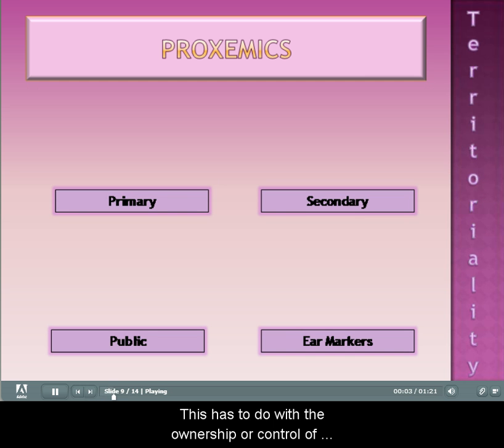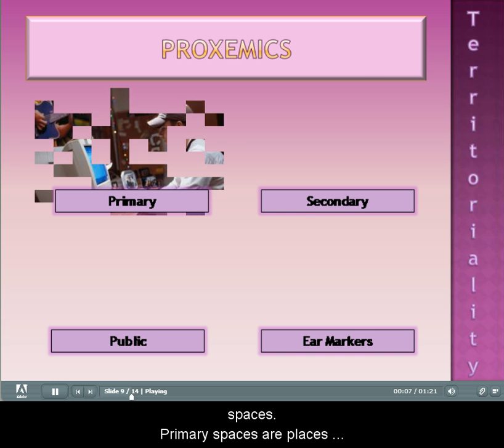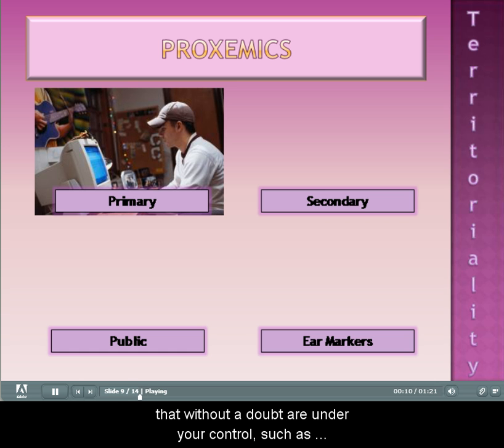Another part of proxemics is territoriality. This has to do with the ownership or control of spaces. Primary spaces are places that without a doubt are under your control, such as your bedroom. You may share control, but you have a say in how the space is decorated and used.